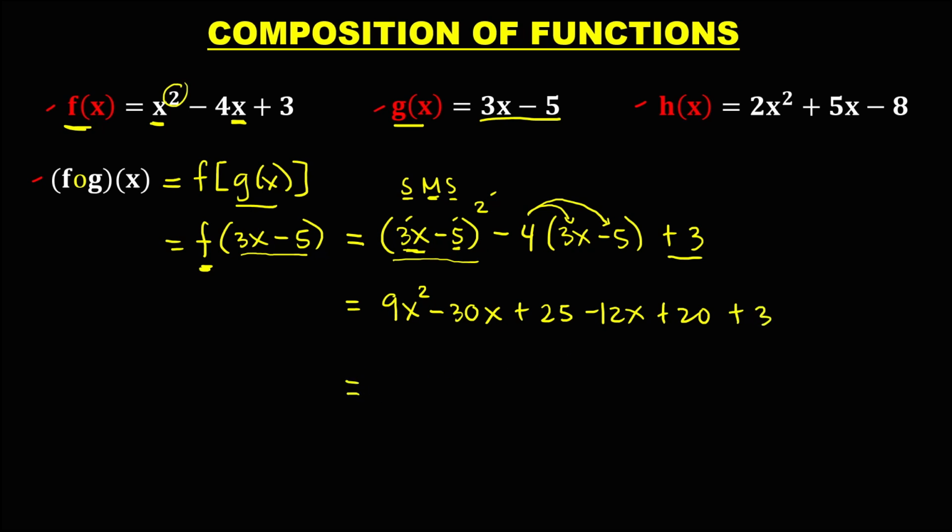Then to simplify, combine like terms, so just bring down this 9x squared. Then for this, negative 30 and negative 12. So the same negative, so you add, and this is negative 42x. Then for this positive 25 and positive 20, that's positive 45, then plus 3, so this is positive 48.